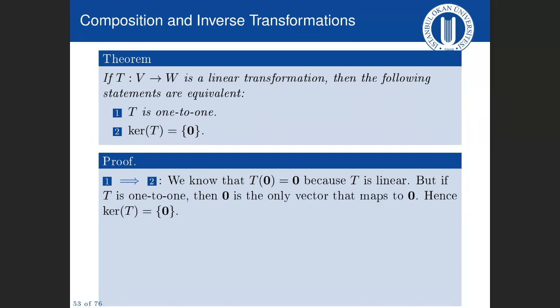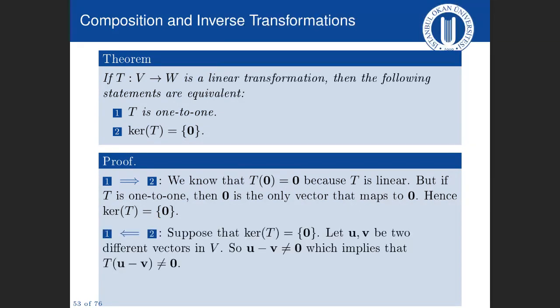We're going to suppose that T is one-to-one. So we're going to suppose that 0 is the only vector which maps to 0. Well, if it's the only vector which maps to 0, then the set of vectors which map to 0 is just a set containing the 0 vector. Now let's prove it in the opposite direction. Let's prove that 1 is implied by 2, or to say it another way, prove that 2 implies 1. We're going to start by supposing that the kernel of T is a set containing only the 0 vector, and we're going to prove that T is one-to-one.